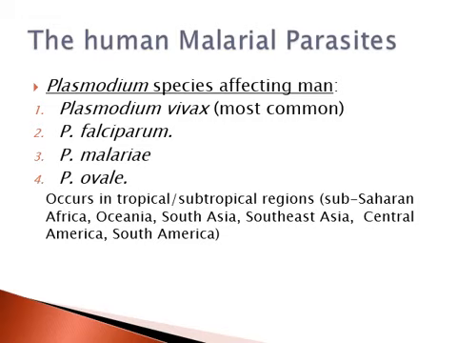Human malarial parasites belong to the genus Plasmodium. The species affecting man are more than four, but the main four species are Plasmodium vivax, Plasmodium falciparum, Plasmodium malariae, and Plasmodium ovale. These occur in tropical and subtropical regions, mainly sub-Saharan Africa, Oceania, South Asia, Southeast Asia, Central America, and South America.